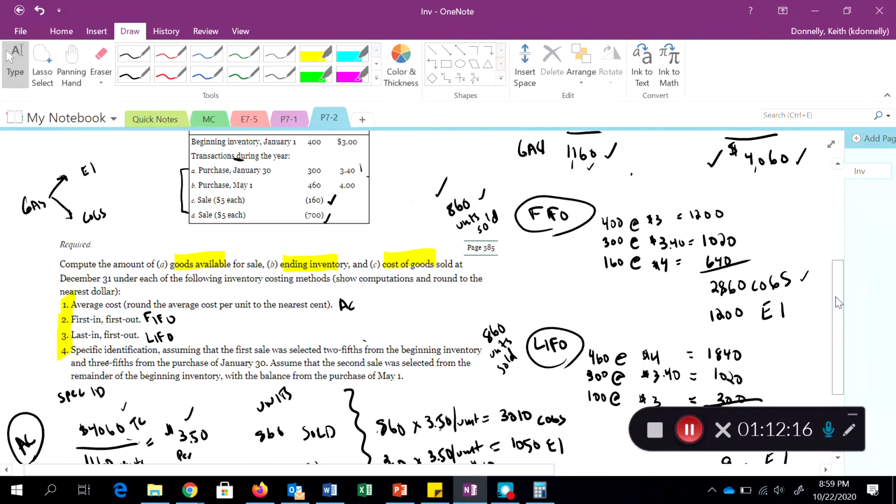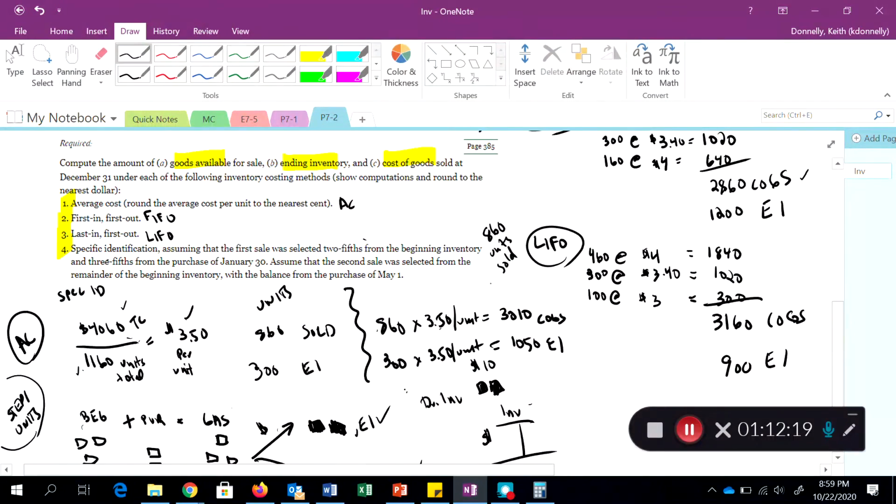Now the last item we have to do here. The order we did them was a little off, but it's okay. We did FIFO, we did LIFO, we did average cost. Now we have specific ID. This one's a little bit trickier, so we have to work our way through this, given the facts.